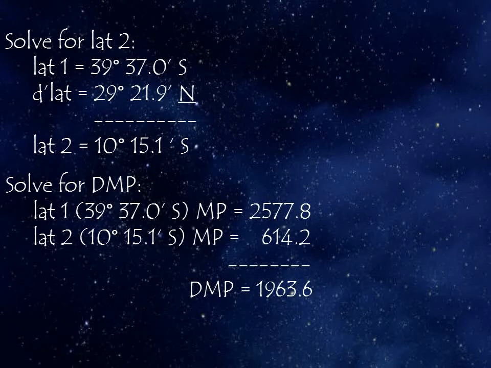Solve for DMP. The MP value of latitude 1 is 2,577.8, subtracted by the MP value of latitude 2, which is 614.2. The result value is the DMP, which is equal to 1,963.6.